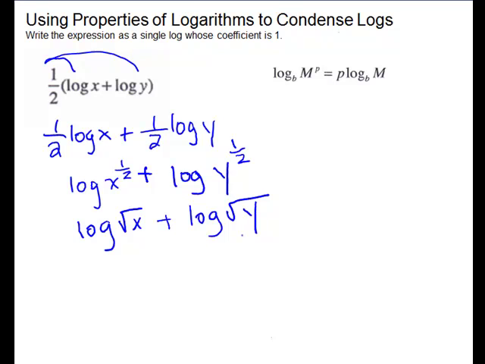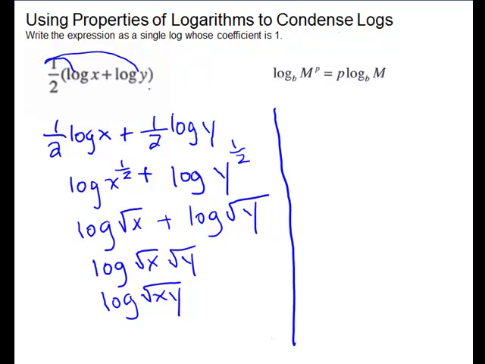And we have a sum of logs. So this would be the log of the product of square root of x times square root of y, and those could go together. You could multiply radicals. So log of the square root of xy. An alternate way you could have gone is to work inside the parentheses first, and you have a sum of logs. So you could have rewritten that as the log of a product.